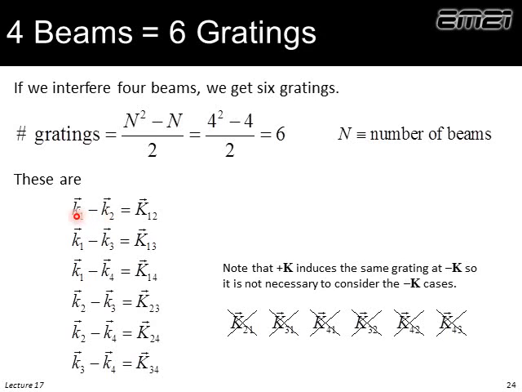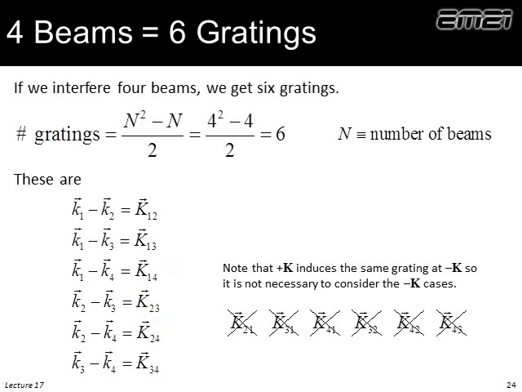If we look at the interference between beams 1 and 2, we get a grating vector. We'll just call that big K sub 1,2. We can pair off 1 and 3 and get a big K 1,3. We can pair off 1 and 4, 2 and 3, 2 and 4, 3 and 4. And so we get 6 different grating vectors.